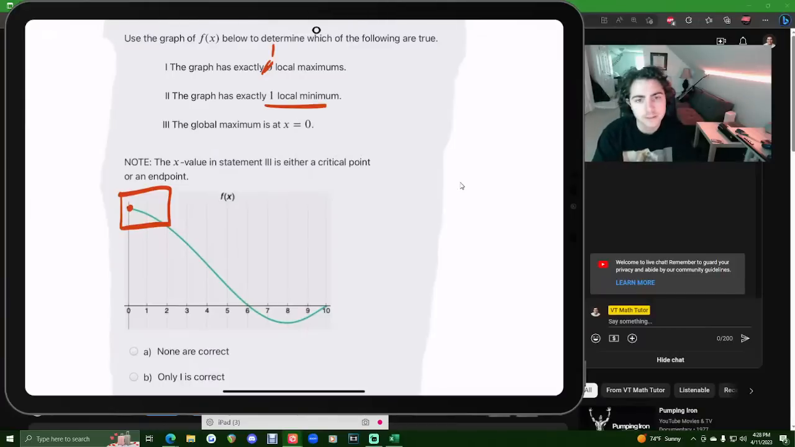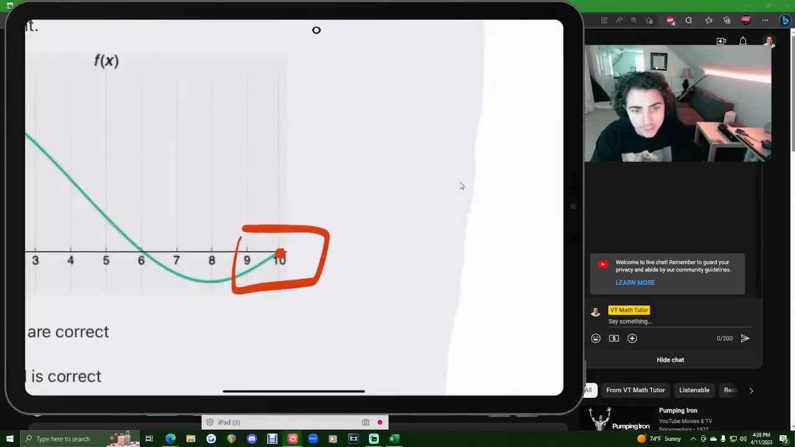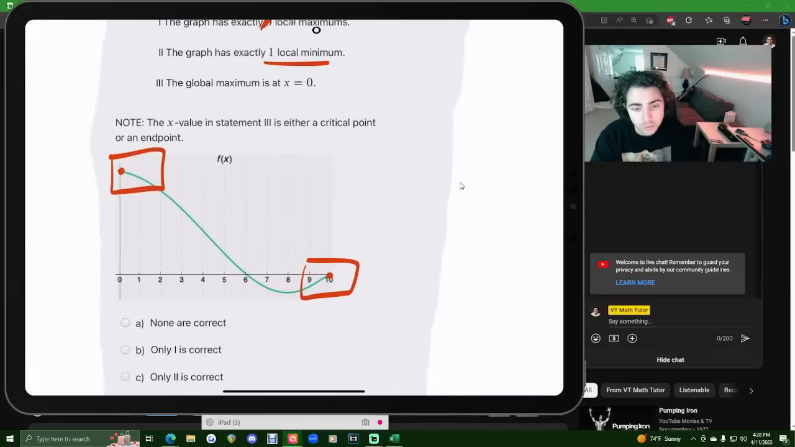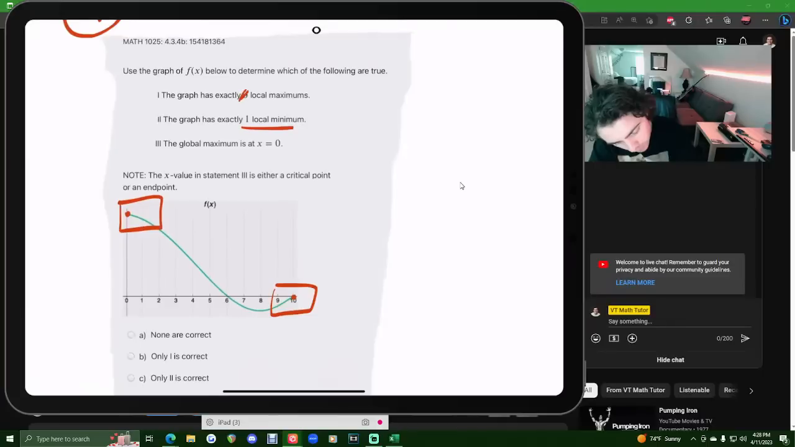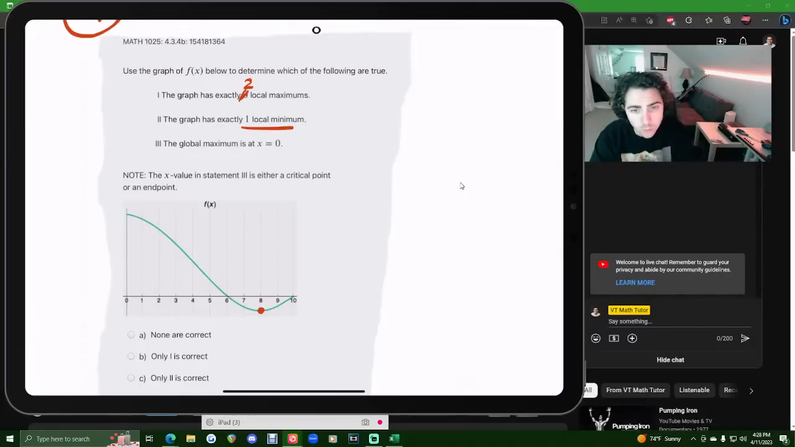They say this graph has exactly 1 local min. Oh shoot, you know what? I'm forgetting. Let me back up. They would also consider this as a local max down here. These 2 endpoints would actually both be local maxes. So I apologize. This is 2 local maxes. Then they say this graph has exactly 1 local minimum. And that is actually true. There's only 1 low point on that graph, and that's it.